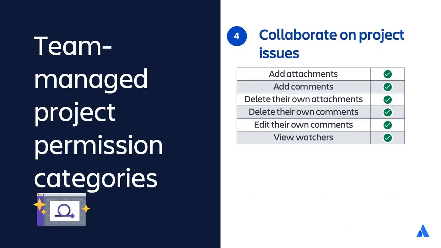The permissions included in this category include a list of permissions, such as adding attachments and watchers. It's important to know these permissions when you're managing access to your team-managed project and assigning users to roles. By default, there are 3 roles, and they are assigned these groupings of permissions.